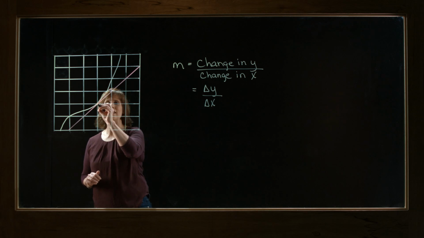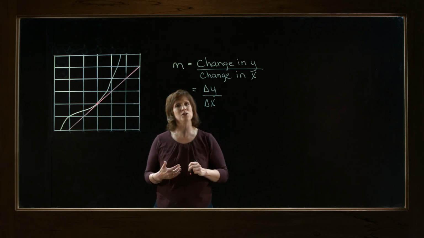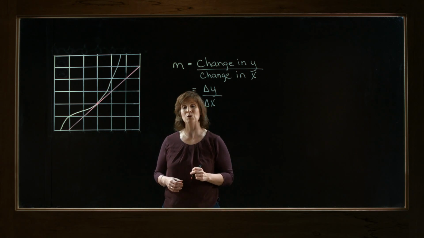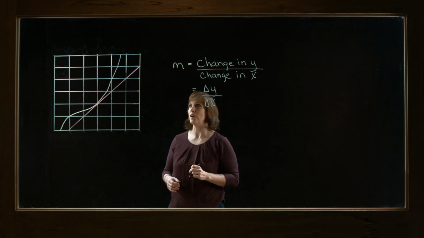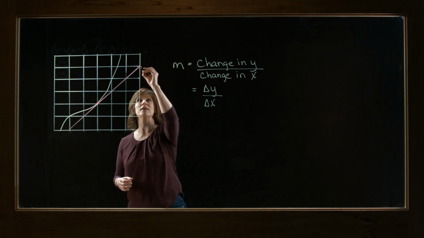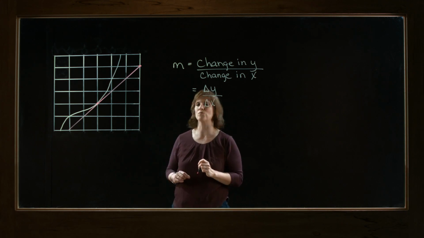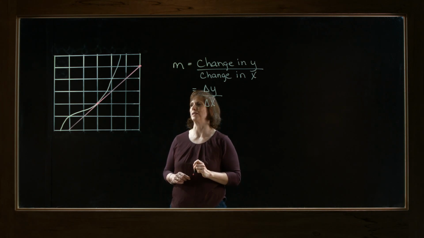Well, I know I'm starting at this point. I need to choose another point, and this is really up to you. It just has to be a point that's on the line. So I'm going to find one that's fairly easy. This one's nice because it actually crosses right at one of my grid intersection points.